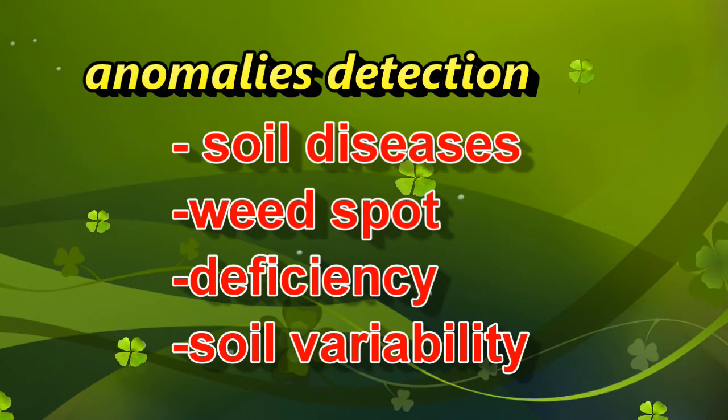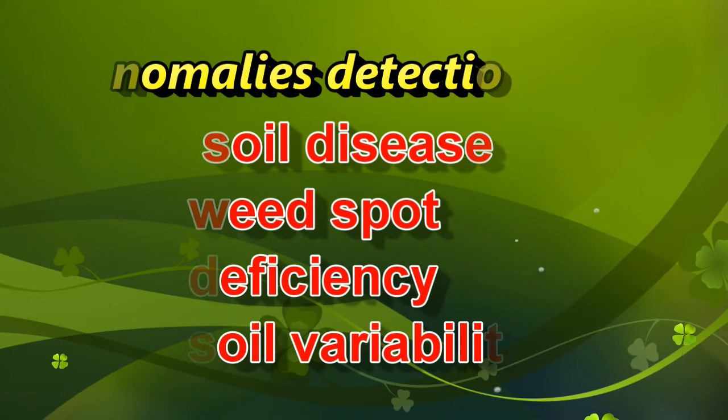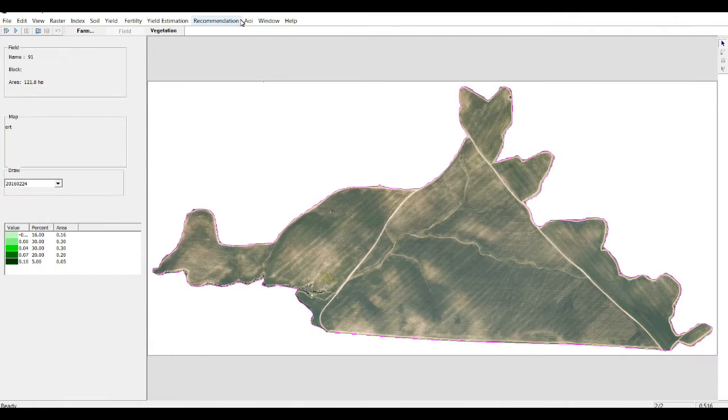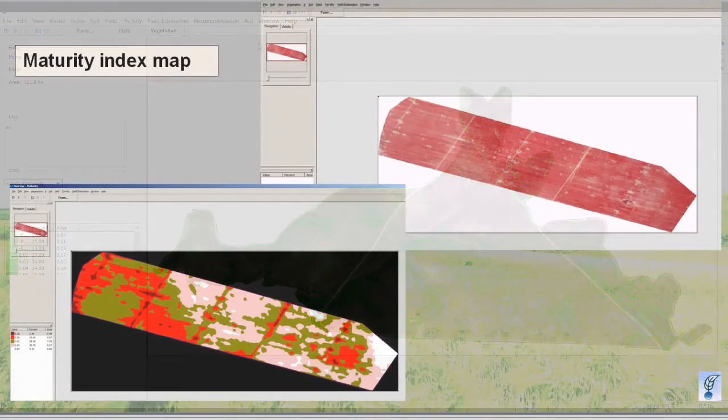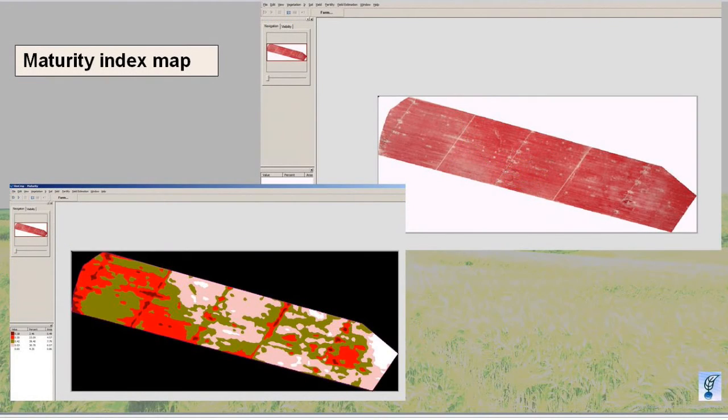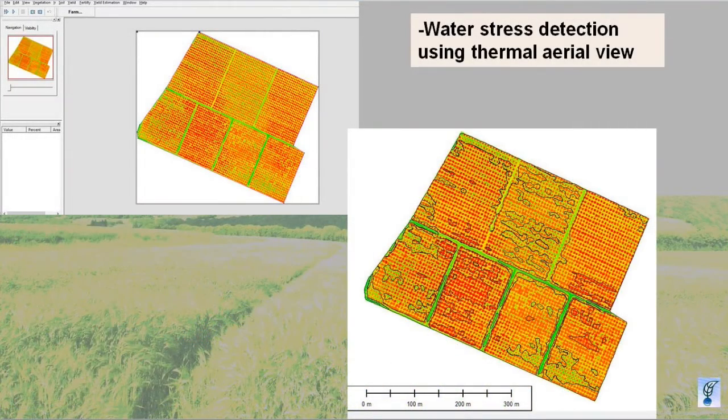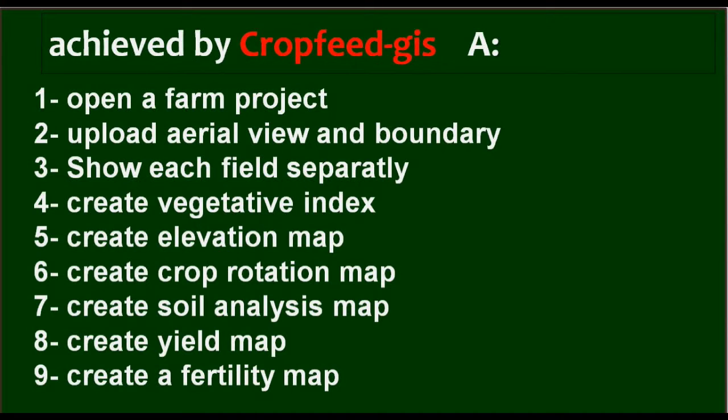Detection of anomalies such as soil disease, weeds, deficiency, and soil variability. In this way, we shall have a tool to do a classification, to detect and to separate these areas using the image processing of the software. For instance, one example of low yield detection, of weeds, of maturity using infrared for cotton, or using thermal view in citrus, for instance, to detect water stress.